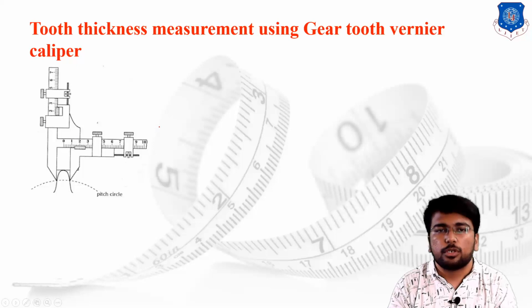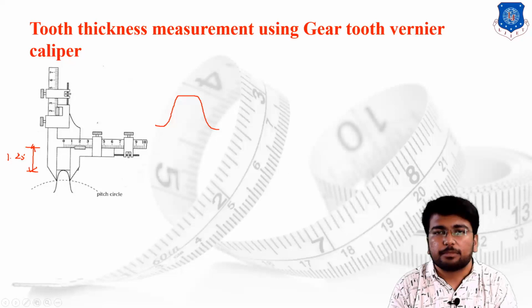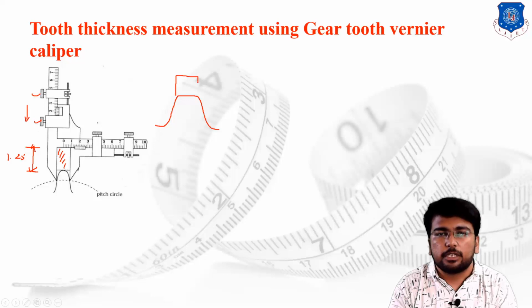What we are supposed to do, suppose this is our basic teeth profile, then first of all I'll define the height, let's say below 1.25 mm. I am going to take the reading. So I will set up the 1.25 mm by decreasing this particular vertical jaw below 1.25 mm and fix the scales. It means I am fixing the vertical setup of the vernier caliper. Once the tooth has been inserted into the vernier caliper setup, the vertical jaw will directly make physical contact with the top of the tooth.